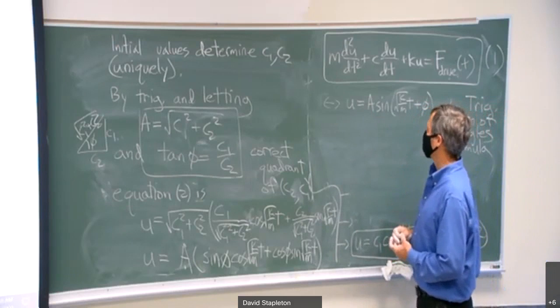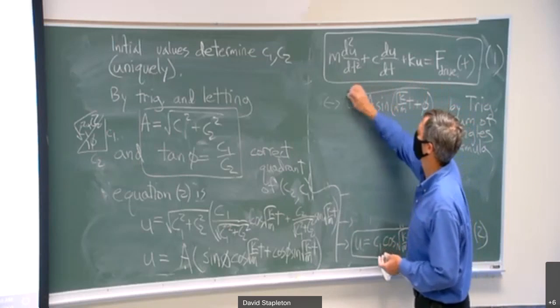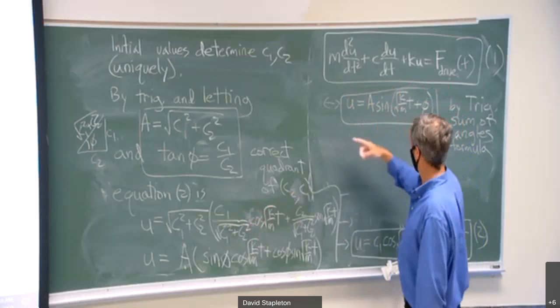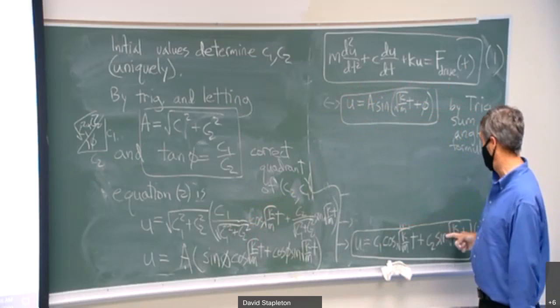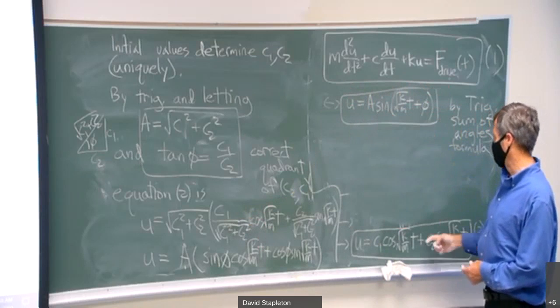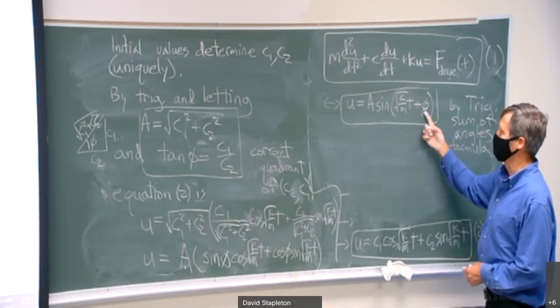So this is also the motion, right? This is absolutely the same equation that we wrote here, right? It's the same equation. I just rewrote it with A and phi instead of C1 and C2. And so it's another way of writing the same thing. It's the same motion. What is this motion?